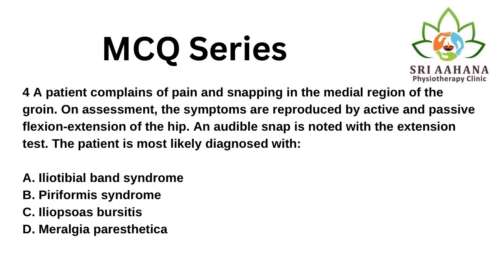A patient complains of pain and snapping in the medial region of the groin. On assessment, the symptoms are reproduced by active and passive flexion and extension of the hip. An audible snap is noted with the extension test. The patient is most likely diagnosed with A. Iliotibial band syndrome, B. Piriformis syndrome, C. Iliopsoas bursitis, D. Meralgia paresthetica.